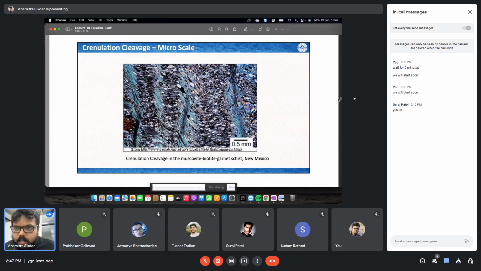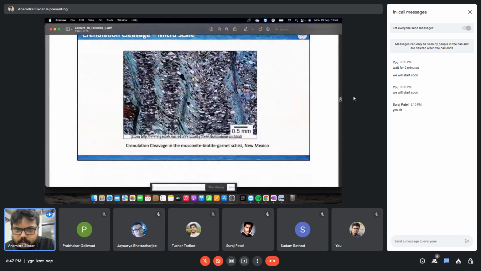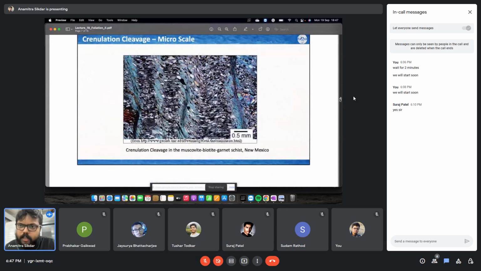You are seeing it in the mesoscale and the field scale, and again seeing it in the micro scale. That is what I meant when I said that these kinds of fabrics are penetrative. It is present even up to the grain scale, right?